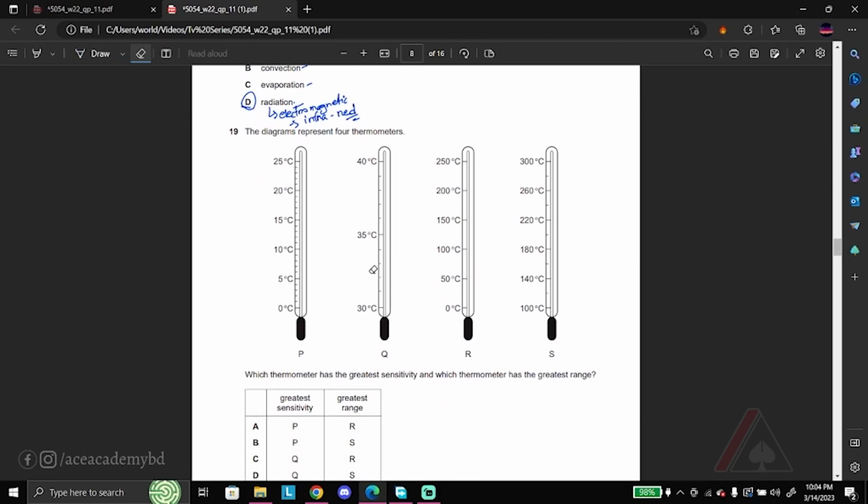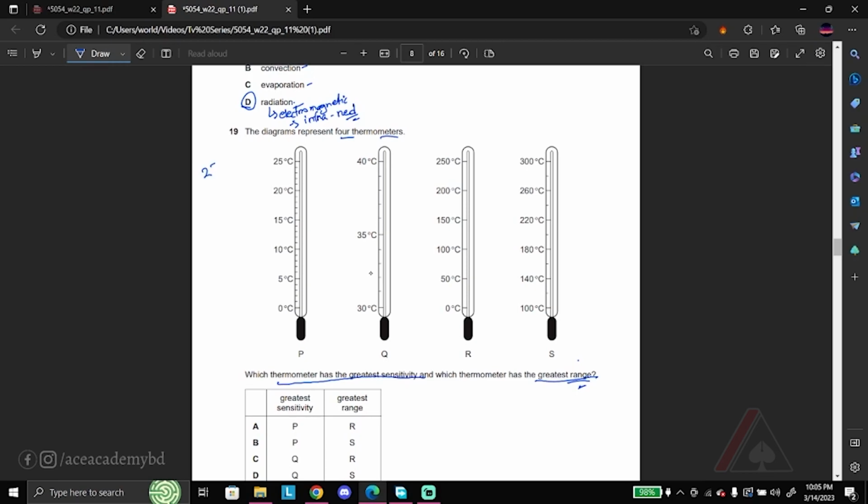Okay, let's move on to question number 19. Question number 19 says the diagram represents 4 thermometers, P, Q, R, and S, for which thermometer has the greatest sensitivity and which has the greatest range. Now let's work on the range first. Let's see which has the greatest range.